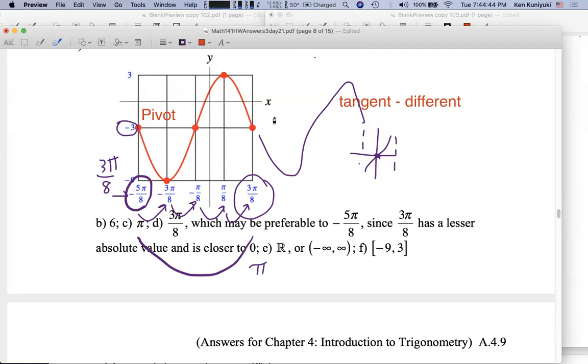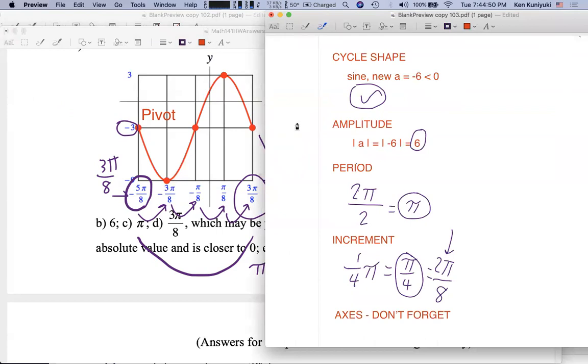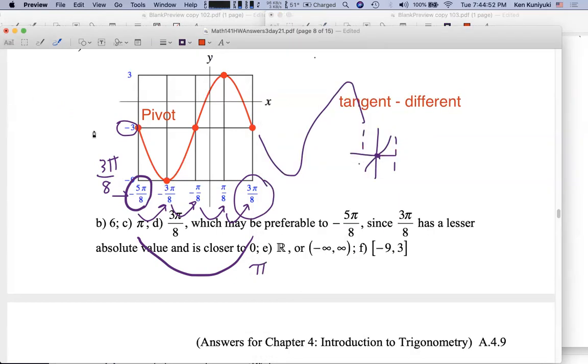All right, so we have the pivot there. We have the cycle shape. It's a good evening graph. Then we have amplitude, right? The amplitude is 6. Now, where does that come in? Aha. -3 plus 6. Too much purple. Go to green. -3 plus 6 is +3. -3 minus 6 is -9.